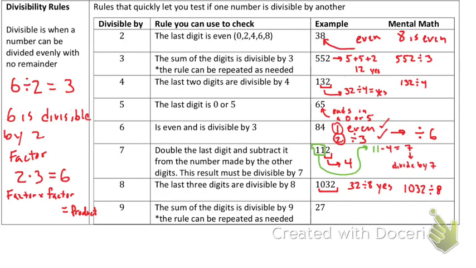All right, and the last divisibility rule, number 9, is very similar to number 3. What you're going to do is add up all the digits. So in this case, we have 27. We're going to add up 2 and 7. And our answer is 9. So we then check our answer. Is 9 divisible by 9? And the answer is yes. Therefore, 27 is divisible by 9.